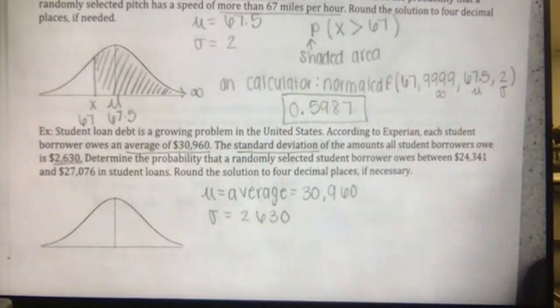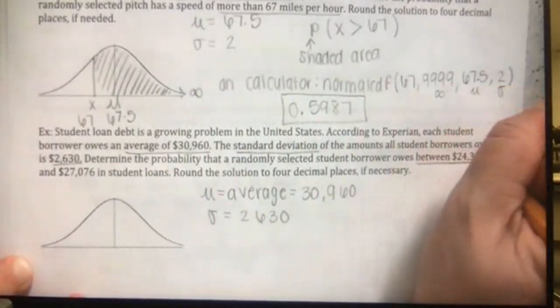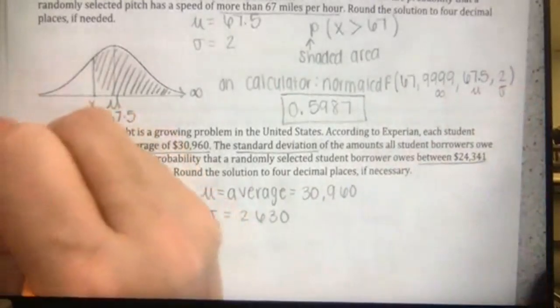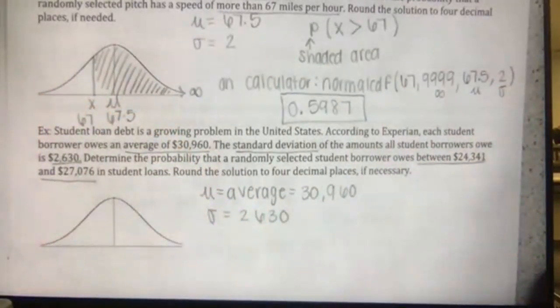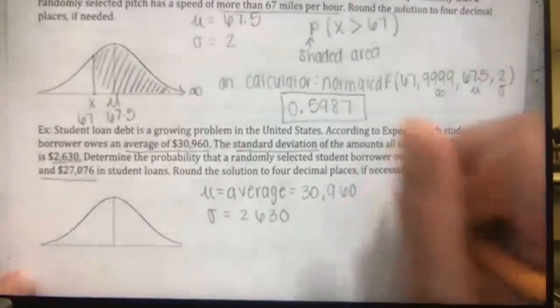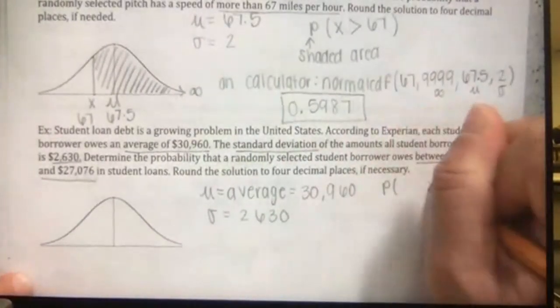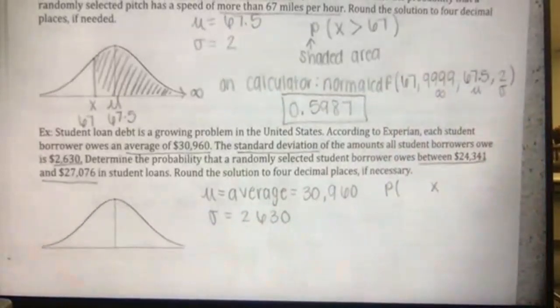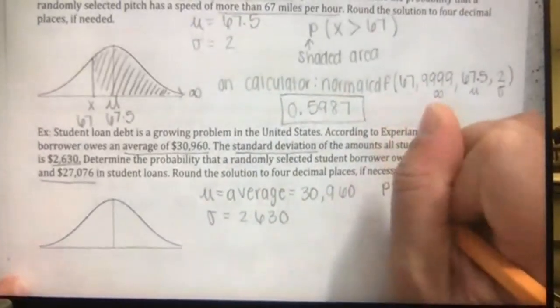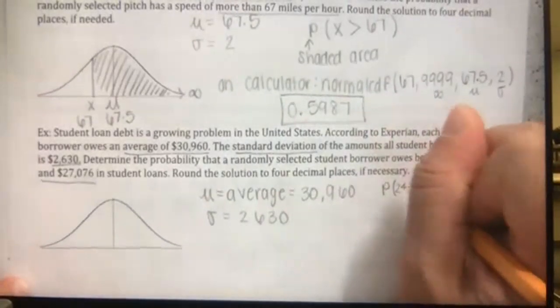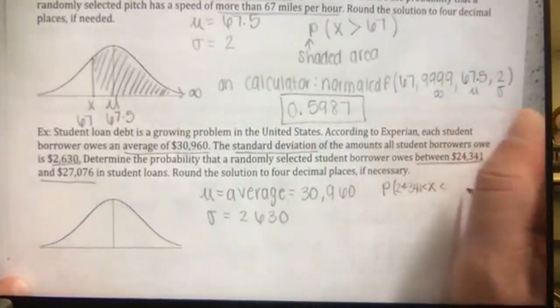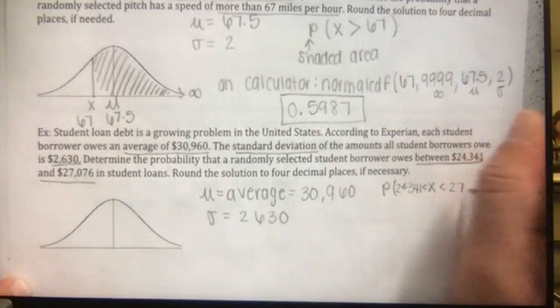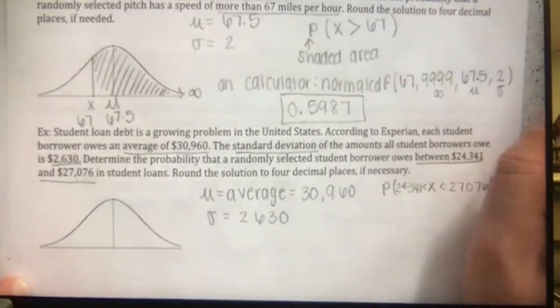Determine the probability that a randomly selected student borrower owes between $24,341 and $27,076 in student loans. Round to 4 decimal places as needed. So what's the probability that X, because we have a mean and a standard deviation other than 0 and 1, is between 24,341 and 27,076.